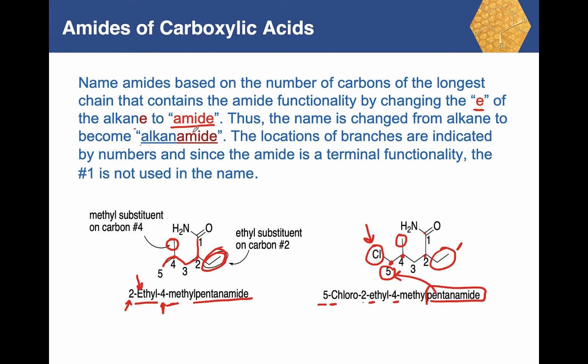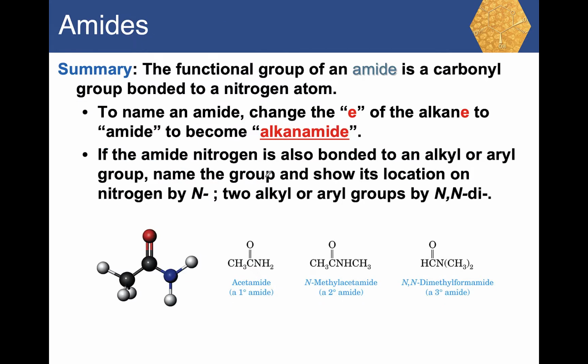And we're using this systematic way of naming amides. Okay, so here's a quick summary. Again, the name is alkanamide. Once you identify how many carbons are in the longest chain, just change that alkane to alkanamide: pentane to pentanamide, hexane to hexanamide, etc. And here are some examples. Primary amide, and secondary and tertiary.